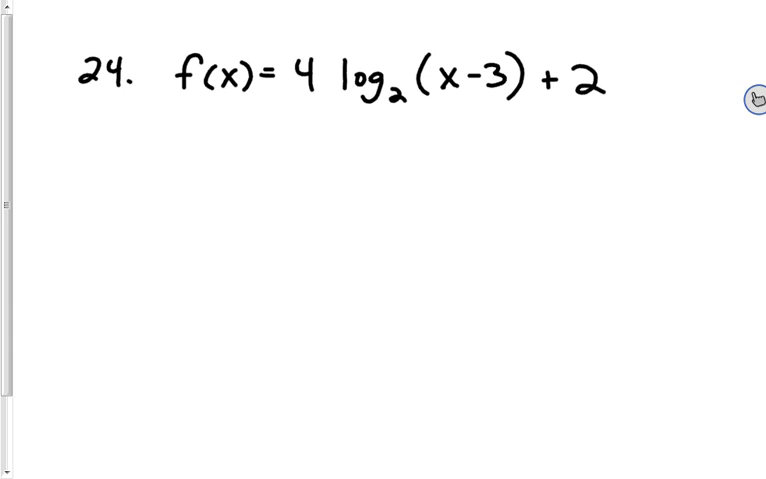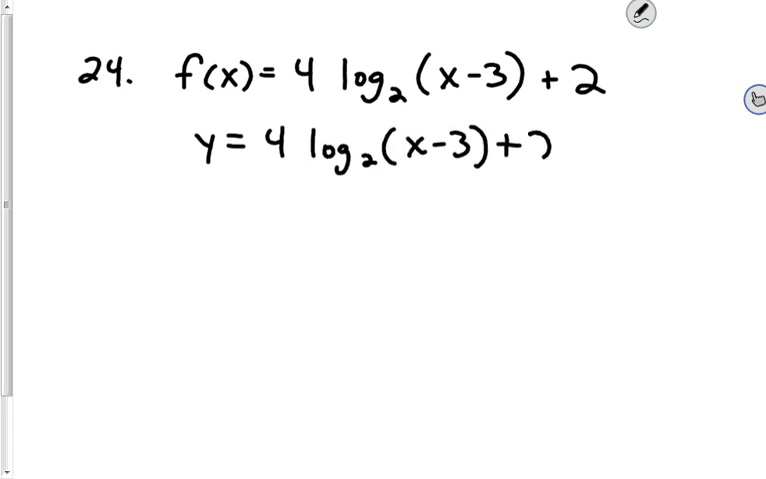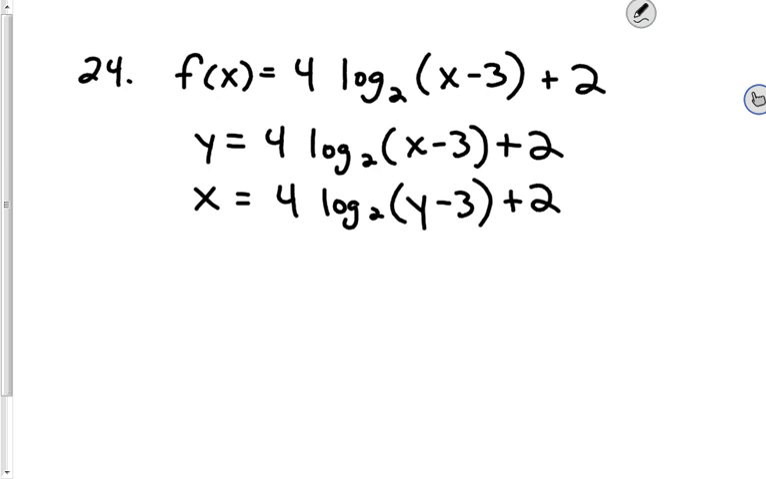All right, so number 24 on page 324, we are being asked to find the inverse. So we're going to apply our 3 steps for finding an inverse. First step is to rewrite it in equation form, so we're going to replace the f of x with a y. Step 2, switch the x and the y. Step 3, and the most difficult, solve for y.